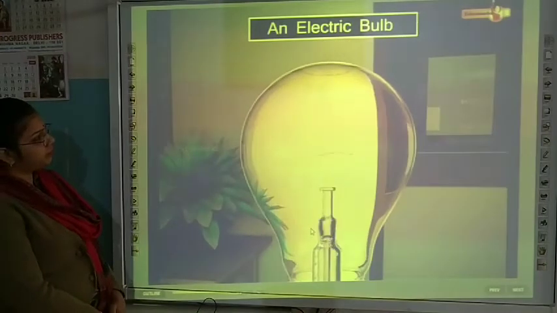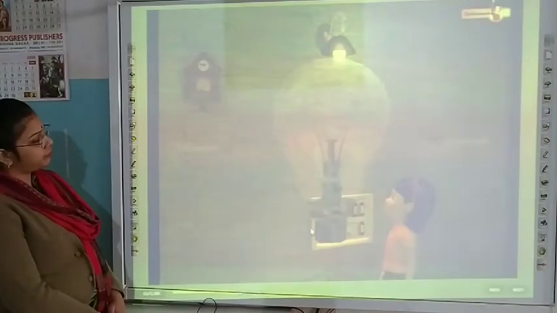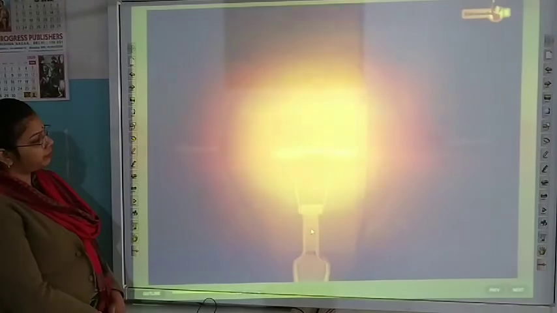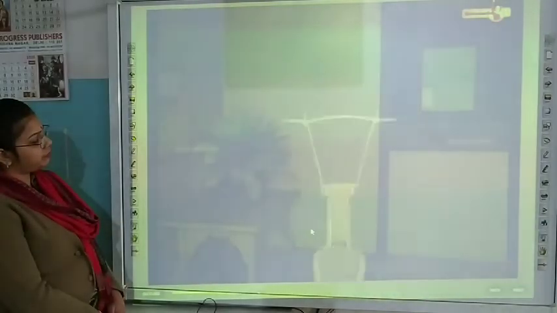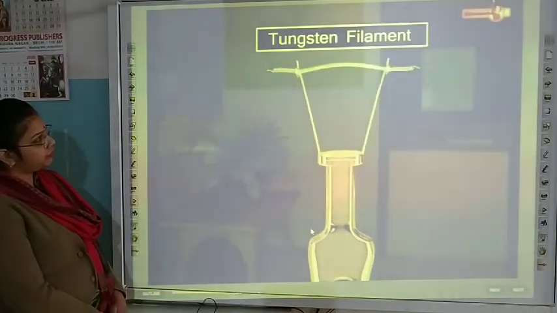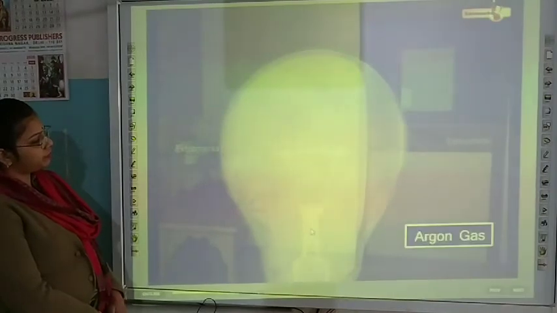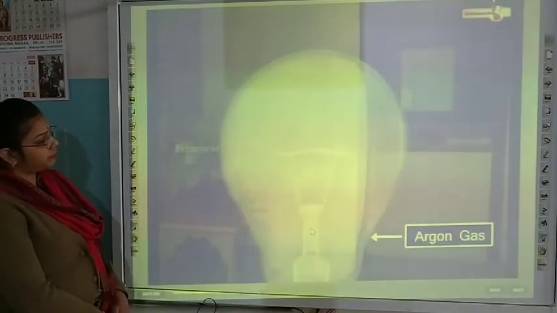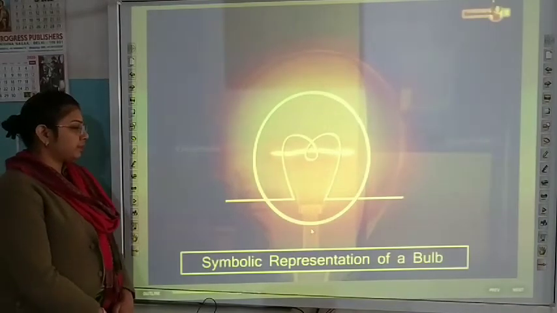An electric bulb. It is a device which is designed to produce light and heat from electricity. Inside the glass chamber, there is a thin wire of tungsten called filament. The bulb is filled with argon gas. The symbolic representation of electric bulb is shown here.